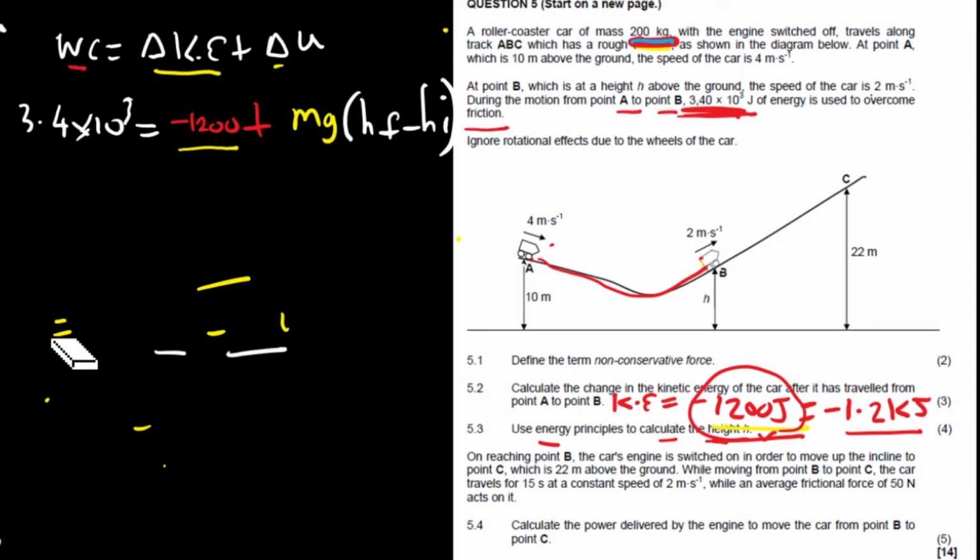The next thing we're going to do is simply substitute the values. Remember, you want to get what? H. But look here, man, I love this. H final: do you have H final? 22. But do you have an H initial? Do you have an H initial?